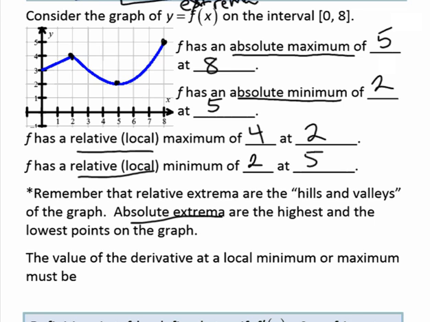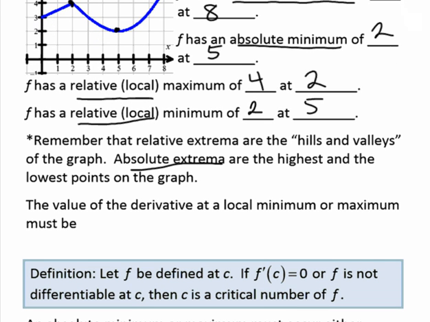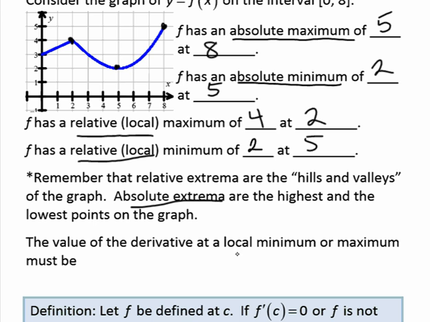Okay, so then the value of the derivative, since we're talking about derivatives, the value of a derivative at a local max or min must be... so if you look here, we have two places that are not at endpoints, here and here. So if you think about the derivative, or the rate of change, or the slope of the tangent line, what is the slope at these values? Well, at this one here, if you took the tangent line, the slope of that tangent line is 0. This tangent line over here, that's also a slope of 0.